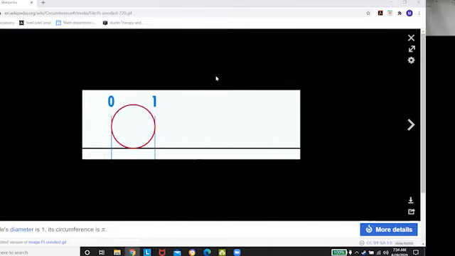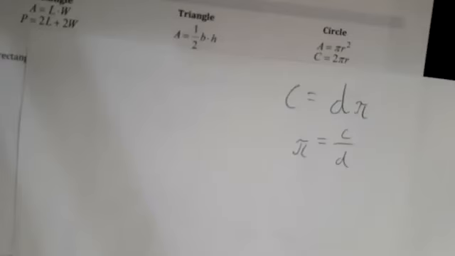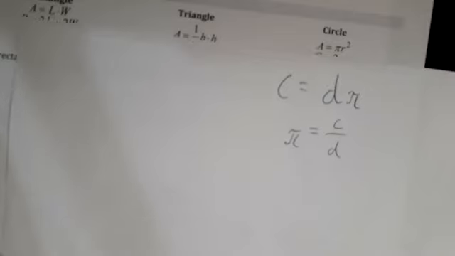But now we need to talk about the last one there. Area of a circle, pi r squared. Excuse me. So, where's this pi r squared coming from?